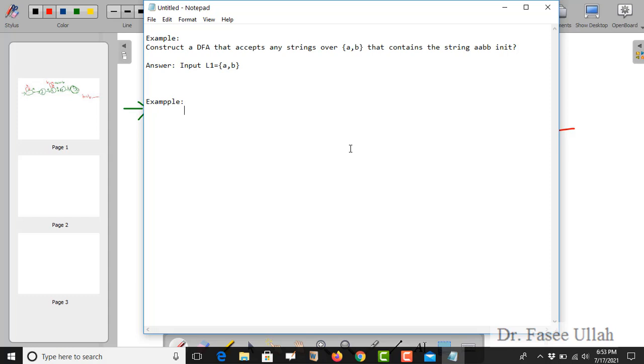Okay, we have a set of {A, B} that does not contain the string ABB. Okay, so this is the thing. If we look at the pattern of this question, it is totally opposite to the above example. So how can we do this?